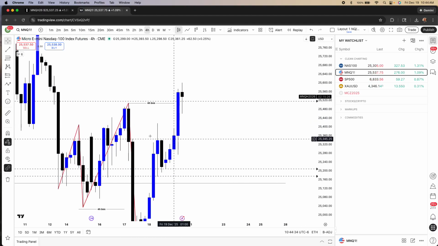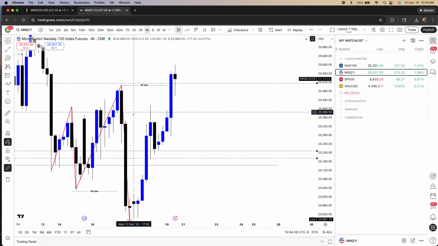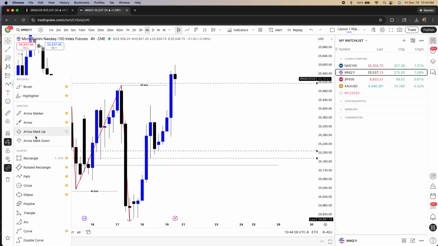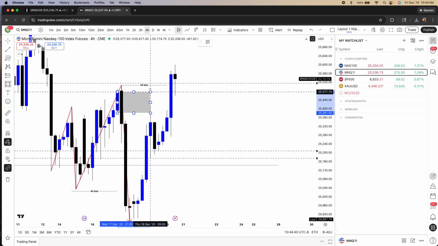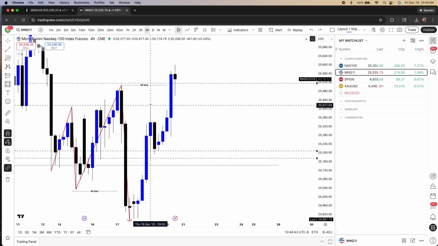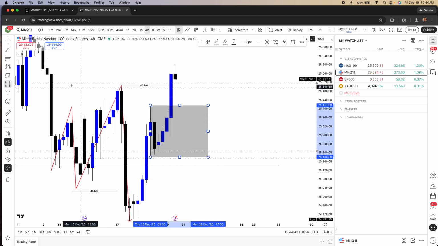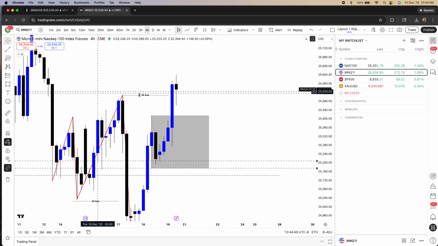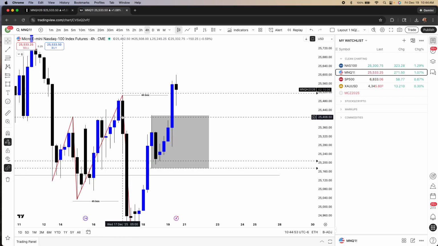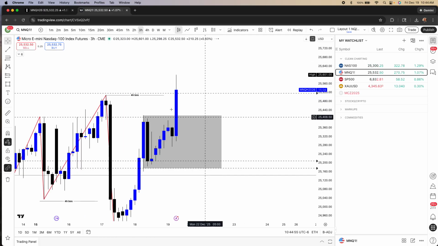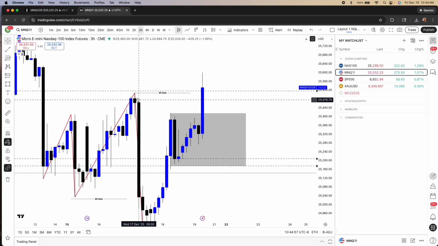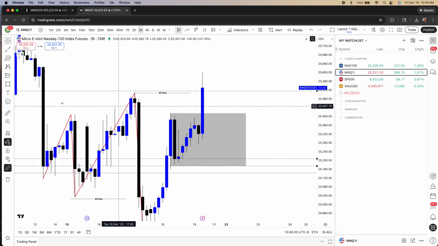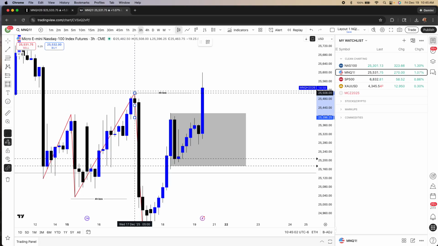So for me, this kind of gave me a few things. First, we get a reaction inside of this area, which for me creates what is called a flip zone. But we also broke completely through this order block, this last up candle, or this part of the up candle before the down move. Let's see if the 3 hour looks better. So we could consider this the order block, whatever you want to call it. And we completely broke and closed through that.